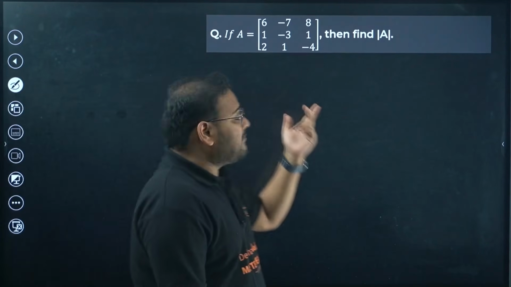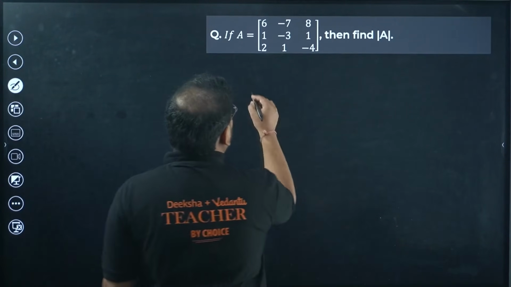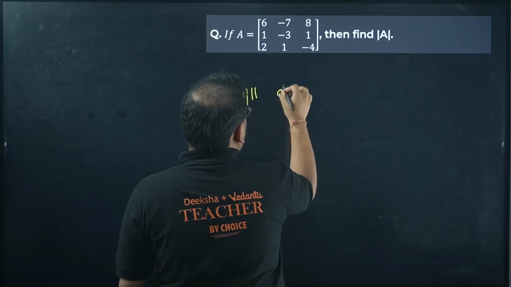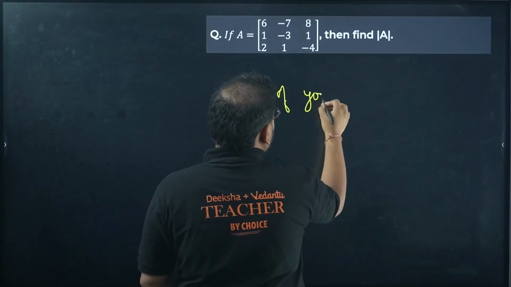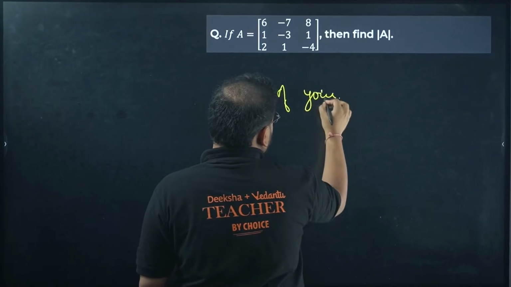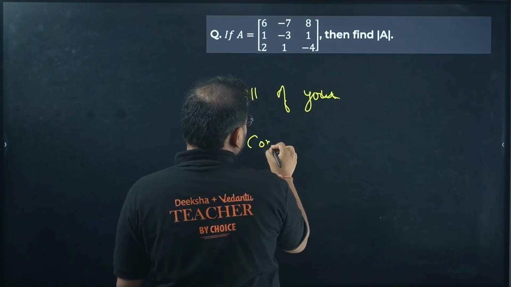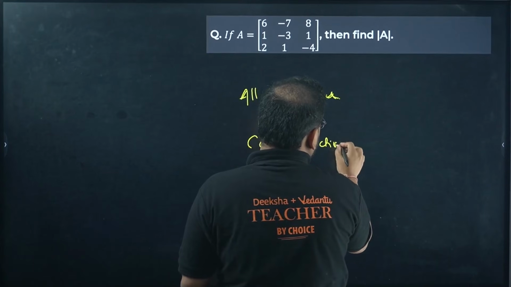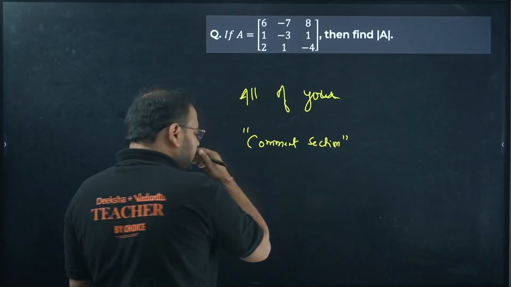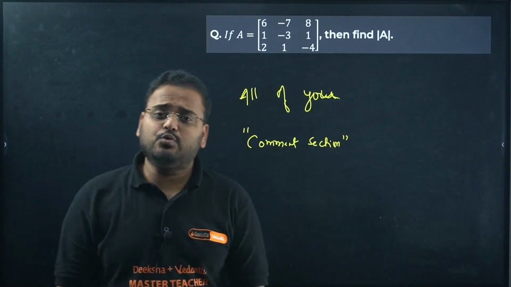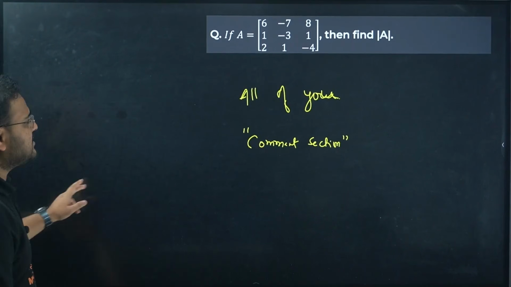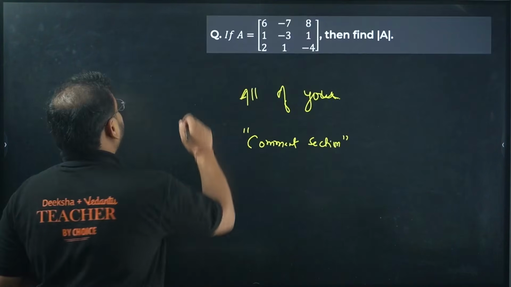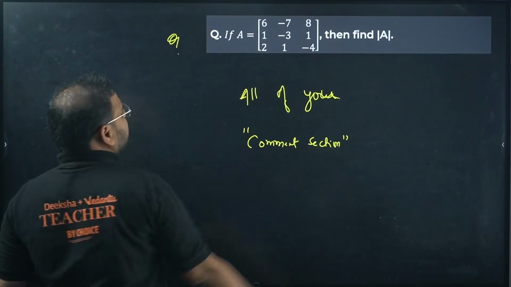If you have a matrix A, can you find the determinant? Yes, we can find the determinant. And who will give me the answer for this one? All of you will give me the answer in the comment section. This I'm not doing. Determinant questions are actually very easy, whether it is PU2 or KCET. Give me the answer for the first question. This is your question number 1. Give me the answer for this in the comment section.